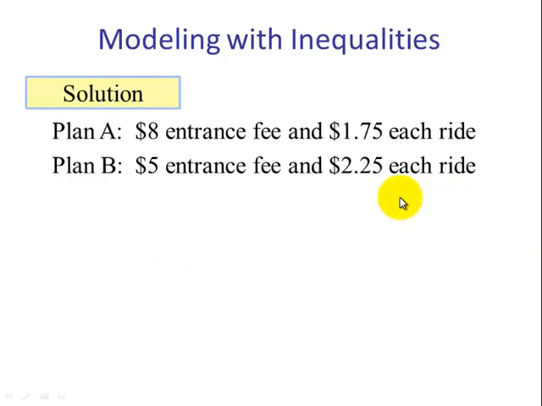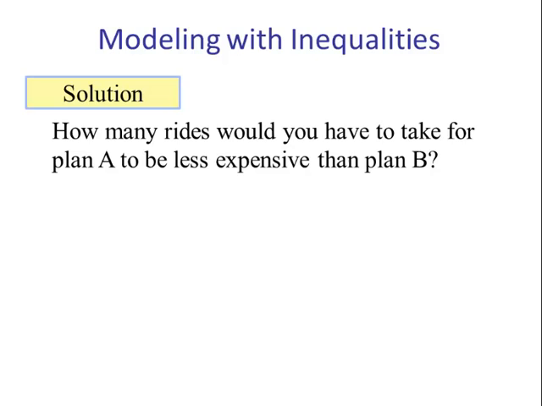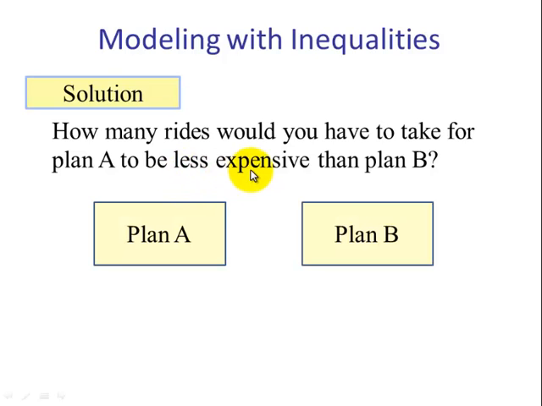So our first step is to write an expression for Plan A. We let T be the number of tickets. So for Plan A, that becomes 8 plus 1.75 times the number of tickets, T. For Plan B, 5 plus 2.25 times T, the number of tickets. So the question asks, how many rides would you have to take for Plan A to be less expensive than Plan B? Less expensive means less than, so we want to know, when is Plan A less than Plan B?